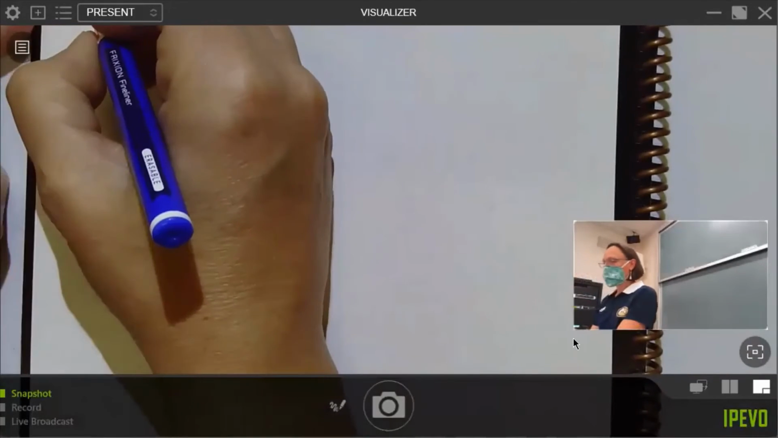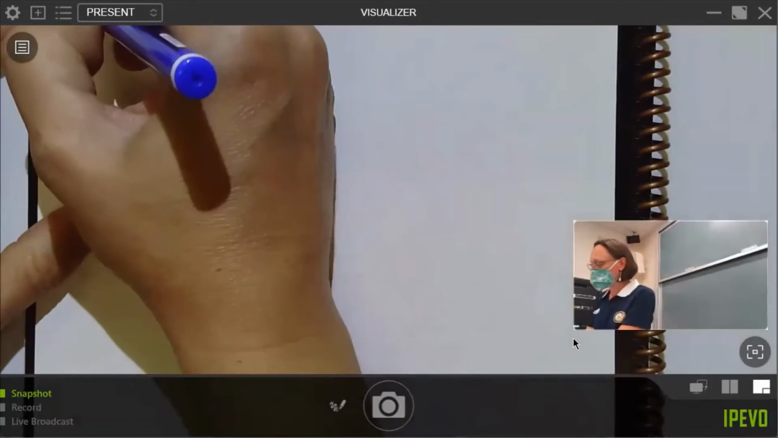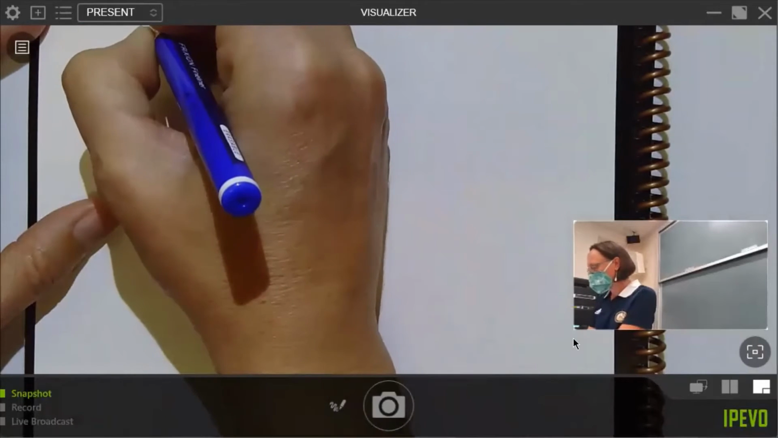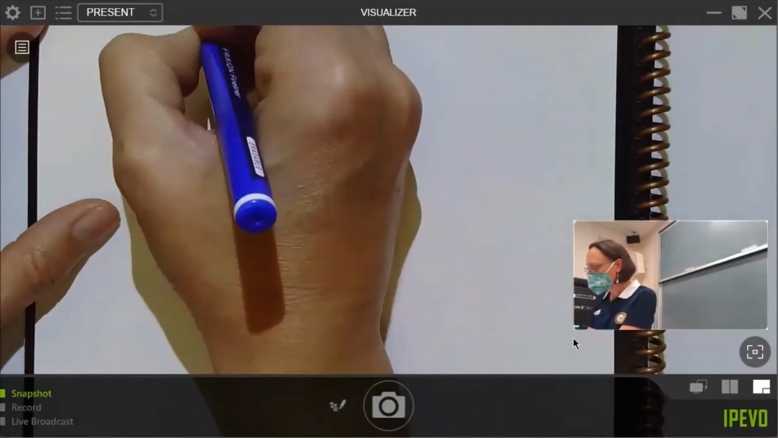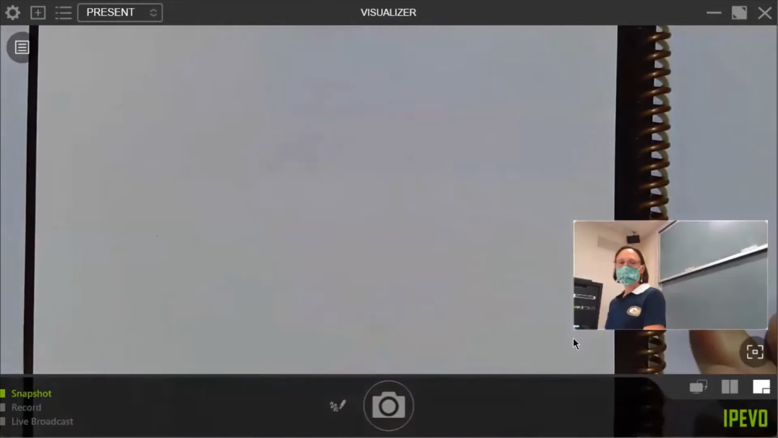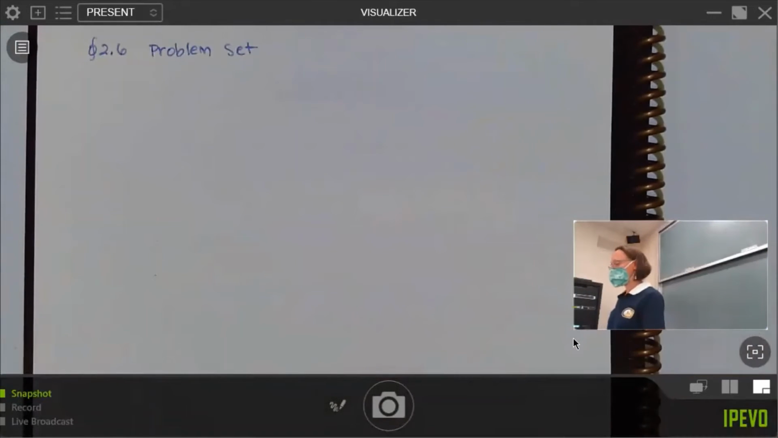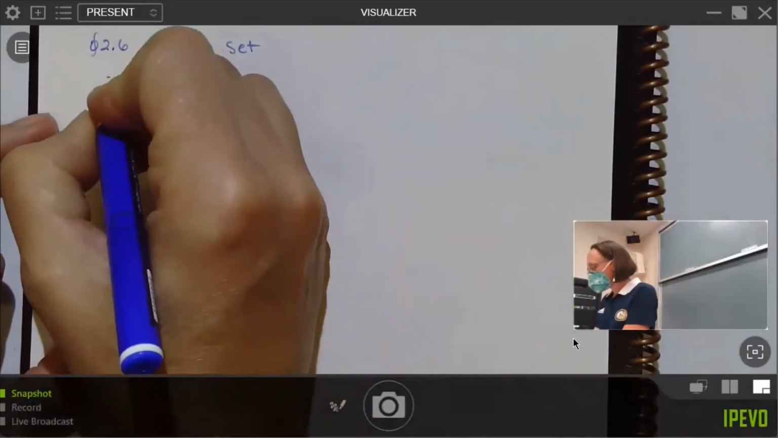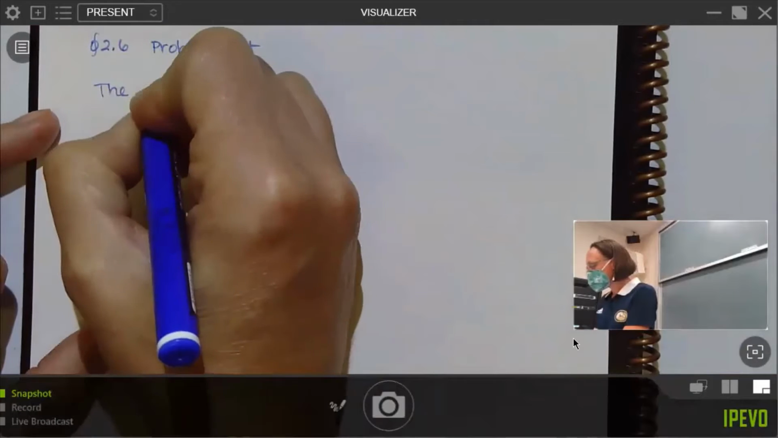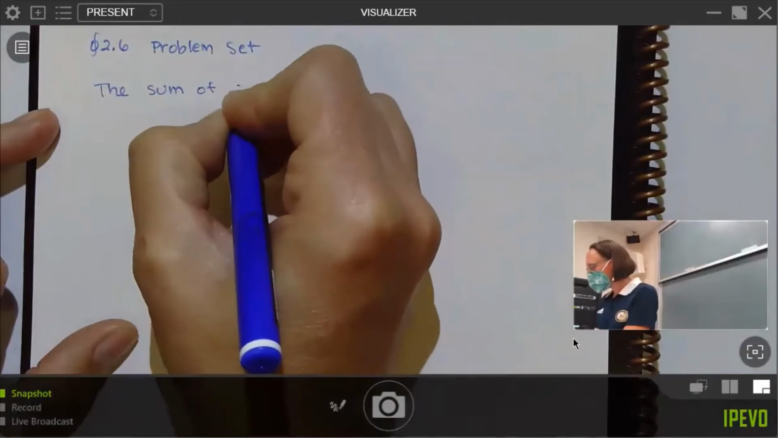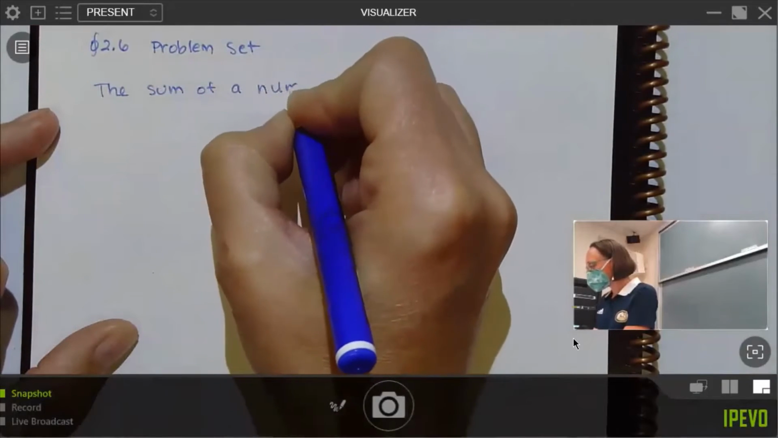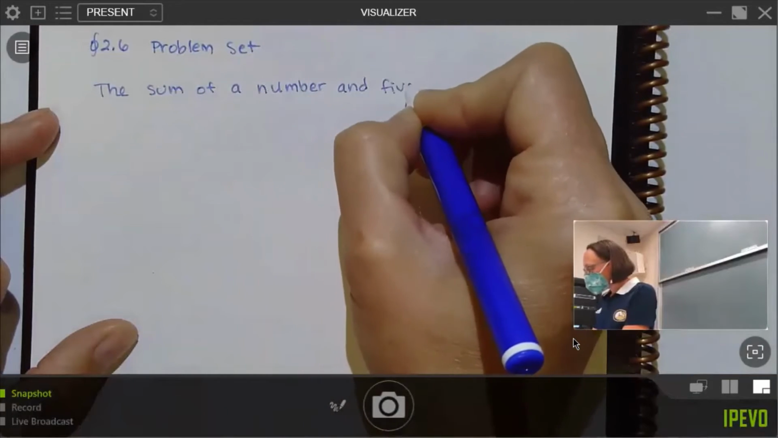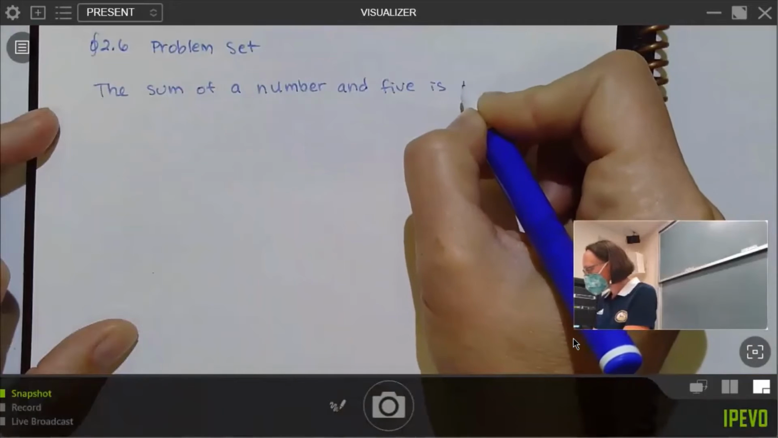So if you want to play along, I'm in section 2.6, and I'm looking at the problem set at the end. And I guess I should make that actually show up on the screen. So the first one on here says the sum of a number and 5 is 13.